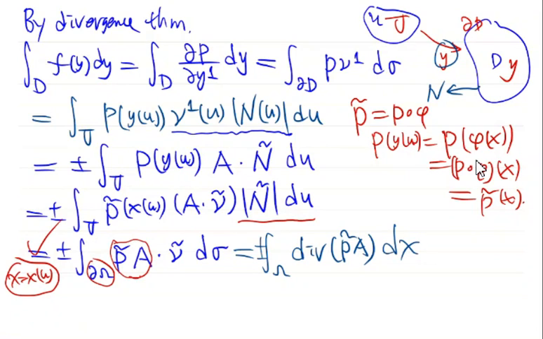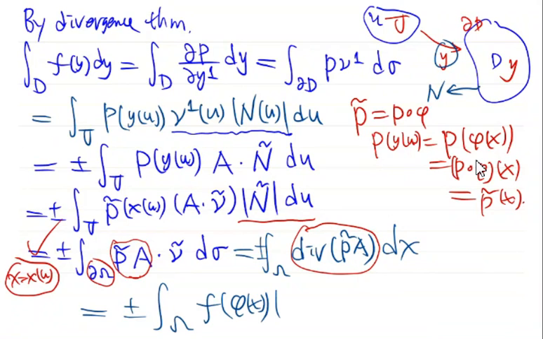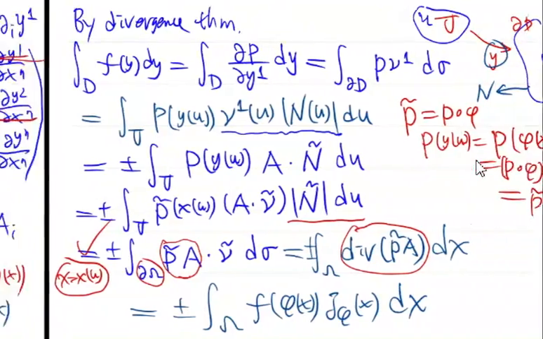Now, this divergence we have computed on the last page. It is precisely our desired function f of phi(x), times the Jacobian determinant of phi at x. So this proves our result, the change of variable formula for this special case.